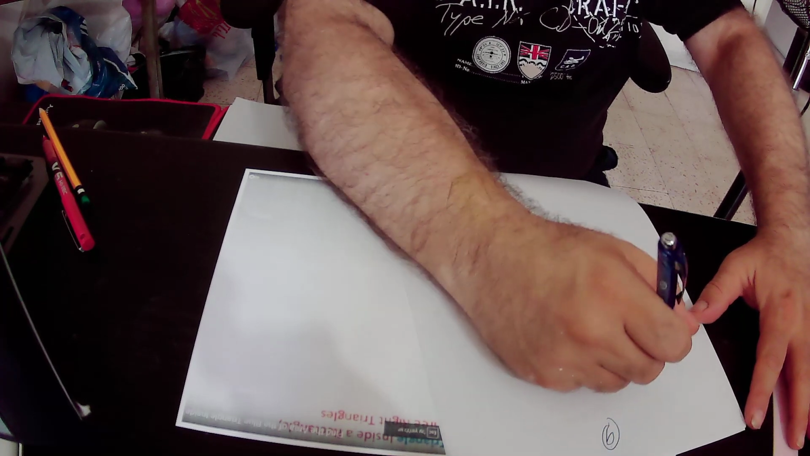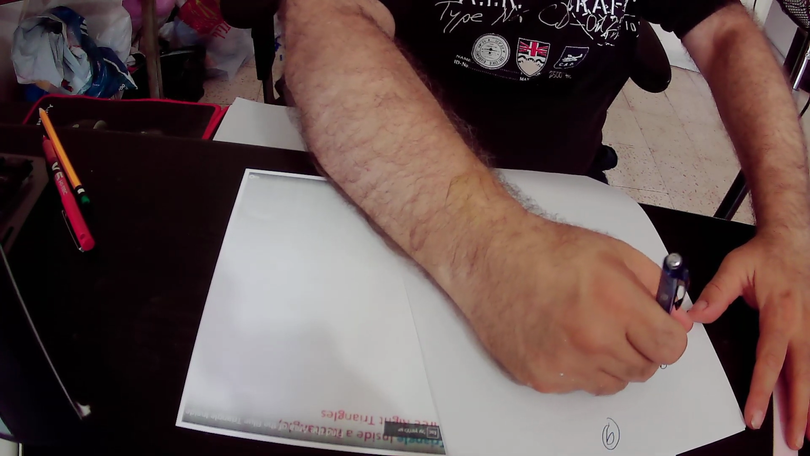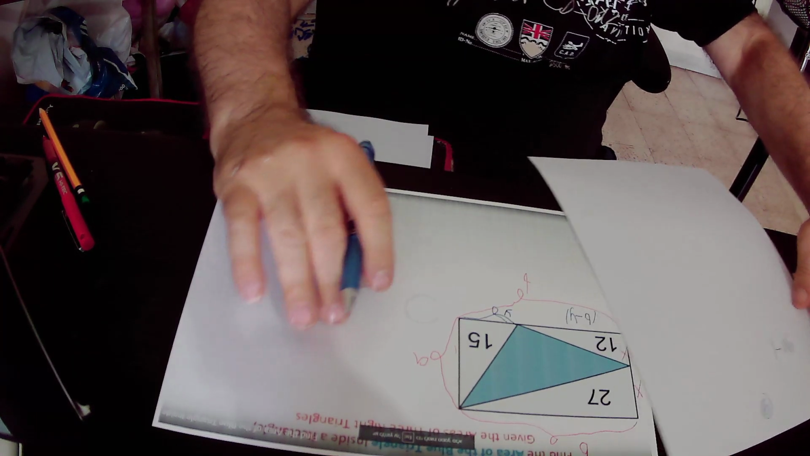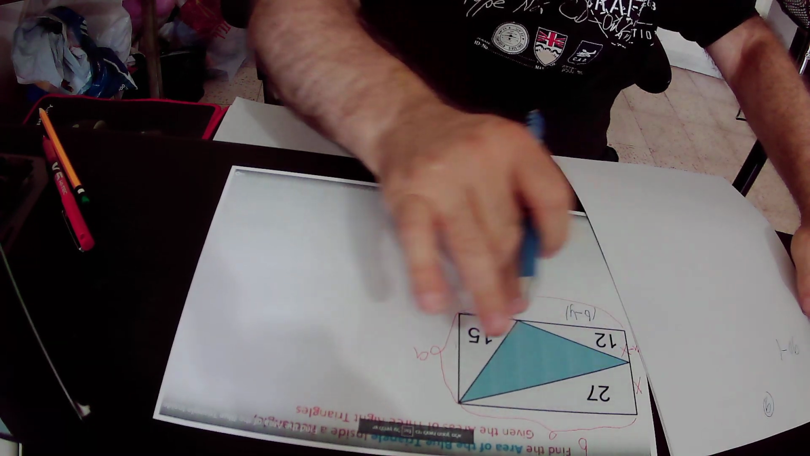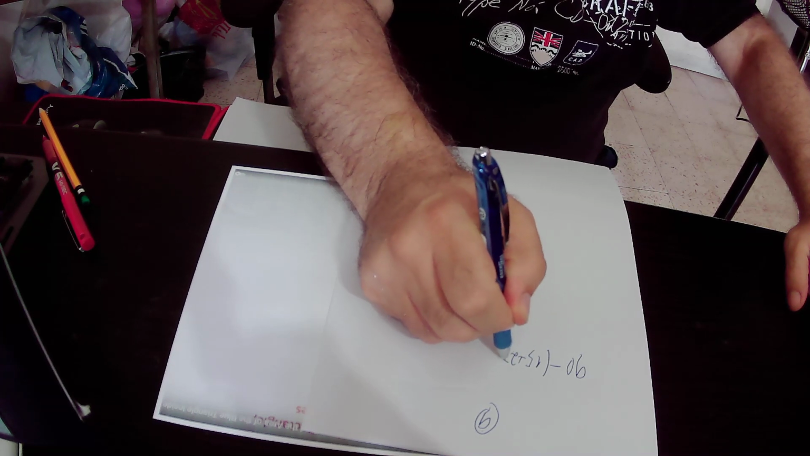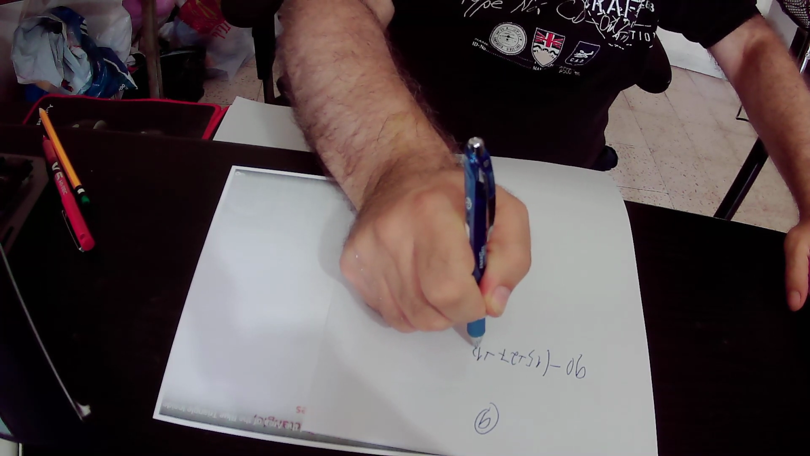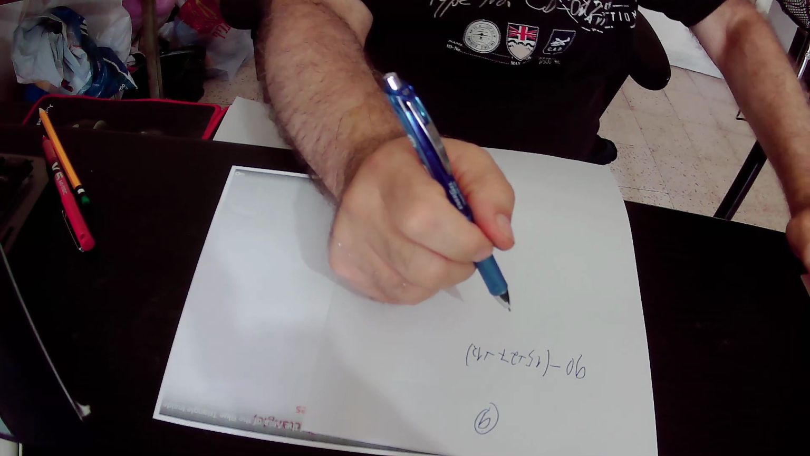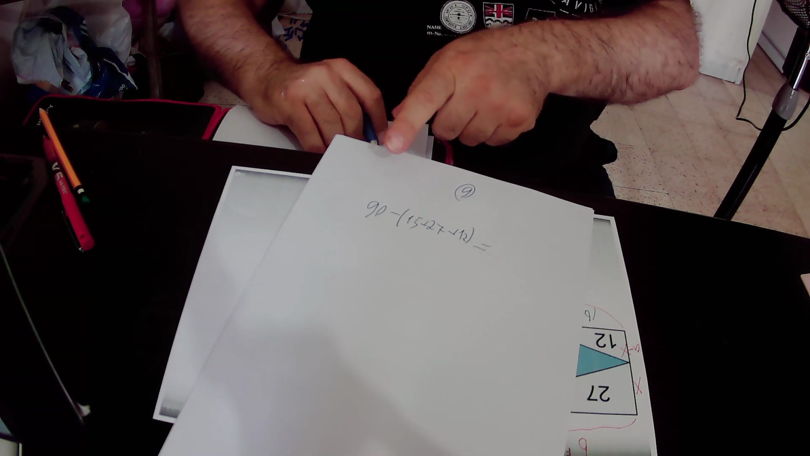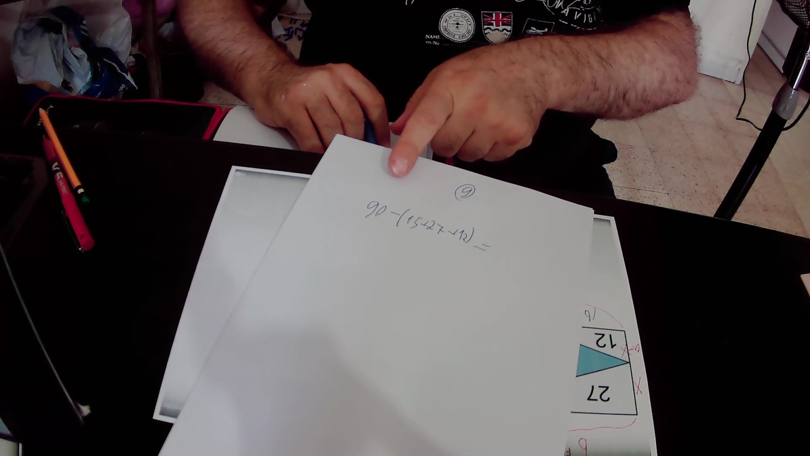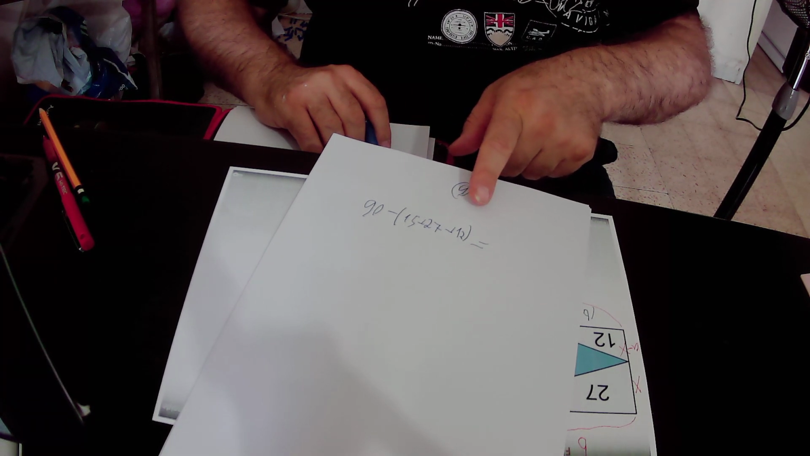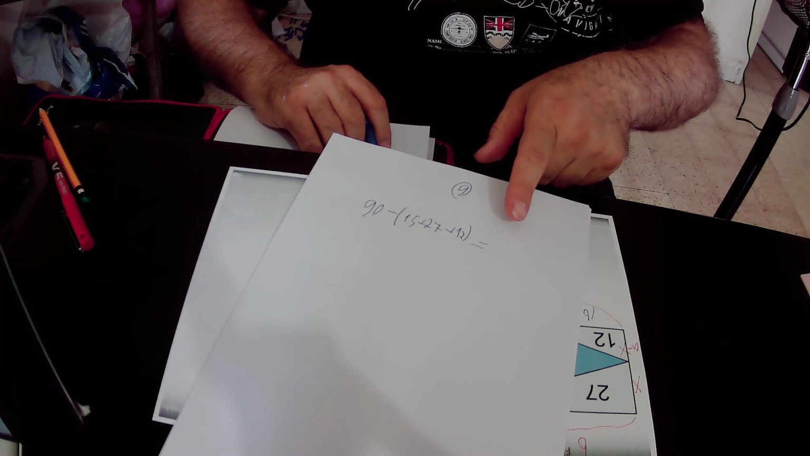After we know that the area of the rectangle is 90 units, we subtract from the area of the rectangle the sum of the areas of the three right triangles, that is 15 units plus 27 units plus 12 units. The area of the rectangle minus the sum of the areas of the three right triangles will be equal to the area of the blue triangle.